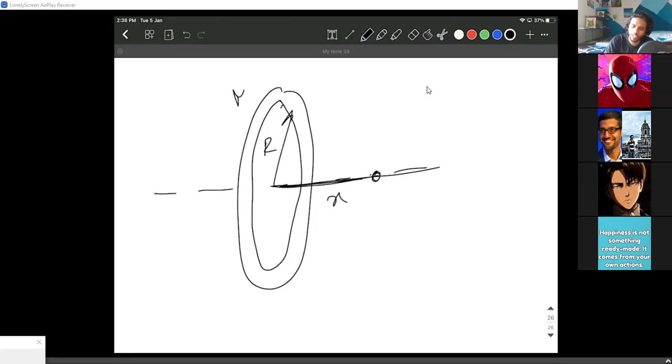Somebody remembers the value, the gravitational force value? Somebody remembers the gravitational force GMm? GMm by root over (r square plus x square) to the power 3 by 2, into x. Is this it?